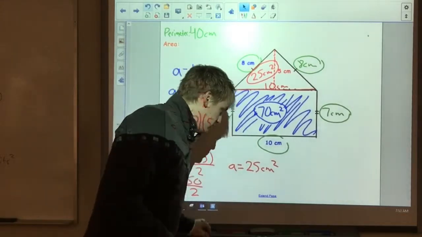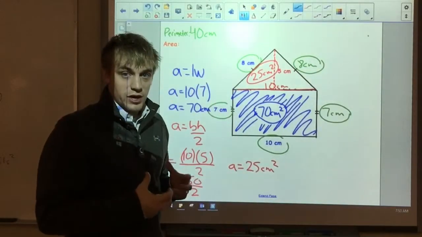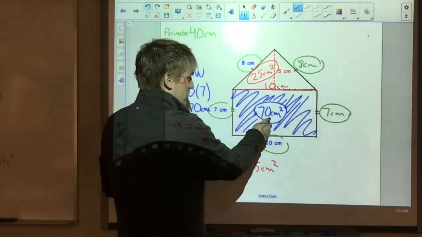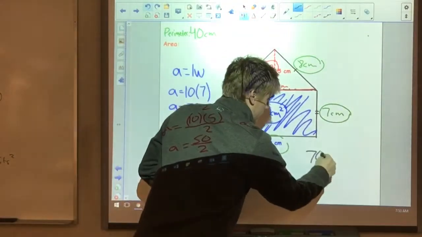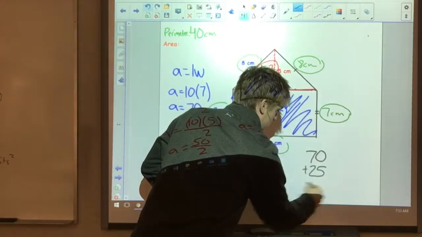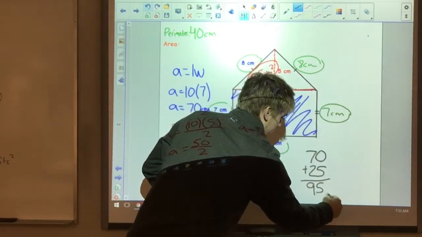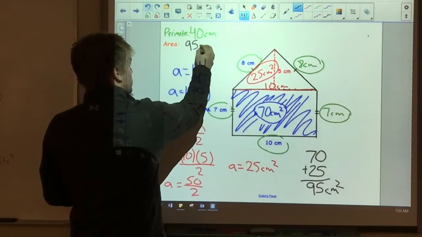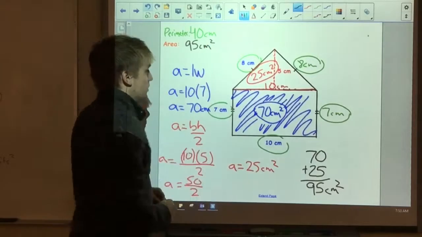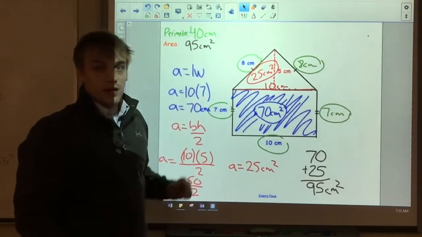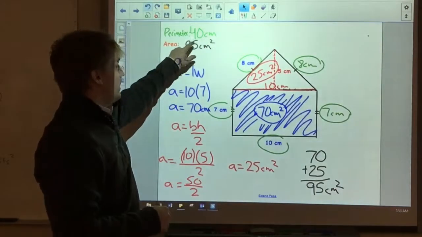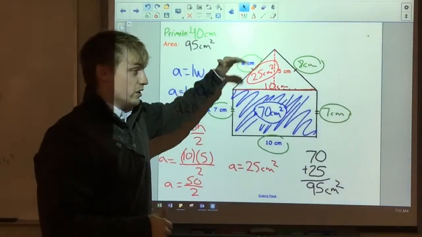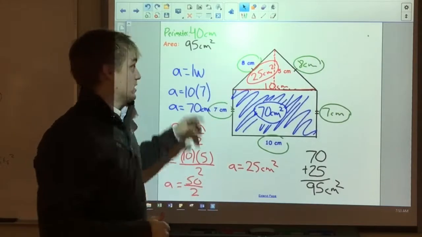Now all that's left to do is to add up the areas that we have because we found the area inside of the polygon. So 70 plus 25 is 95 centimeters squared. Don't forget your labels. 95 centimeters squared. Remember that for centimeters, you don't need the squared for perimeter because you're just finding the one dimension, the length around the outside.